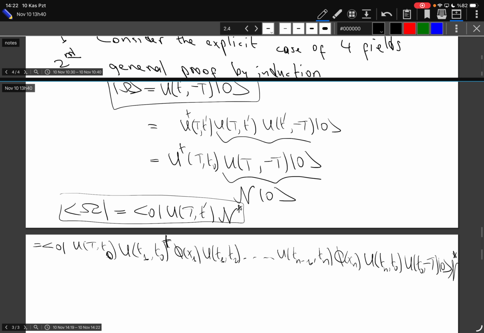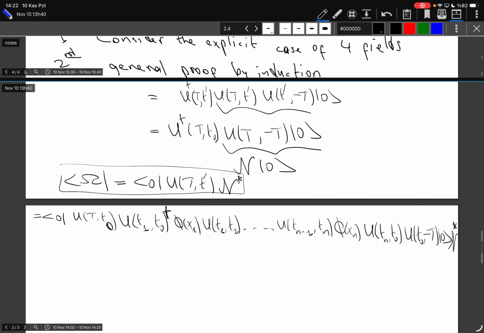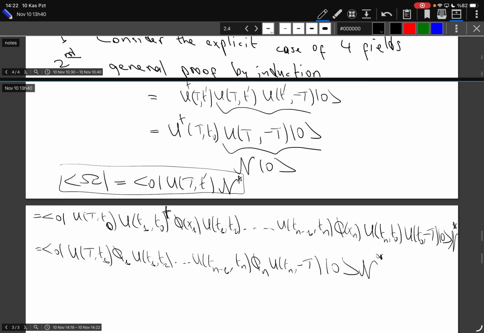Where? T0 minus T. Okay. Well, the first one is u of T, t1, phi 1, u of t1, t2, u of tn minus 1, tn, phi n, u of tn minus T. So I start from minus T, evolve up to tn, the earliest time in my field operators, then act with phi at xn, then I evolve up to tn minus 1, act with phi of xn minus 1, etc., until I evolve from time t2 to t1, act with phi 1 at x1, then evolve from t1 up to large T.